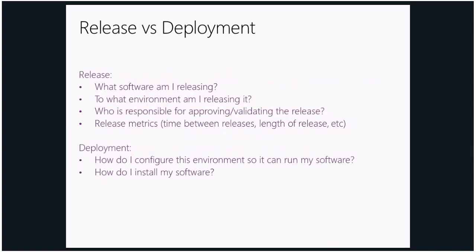So the idea of a release versus the idea of a deployment, and right now in the current release management, they're conflated into one entity. But a release fundamentally is, okay, what software am I releasing? To what environment, what set of servers am I going to be releasing it to? Who's responsible for approving and validating the release as it shifts between stages of my release path to production? And all of the metrics around that. So time between releases, length of release, things like knowing what work items are part of that release, so you have kind of release notes, and all of that kind of information.